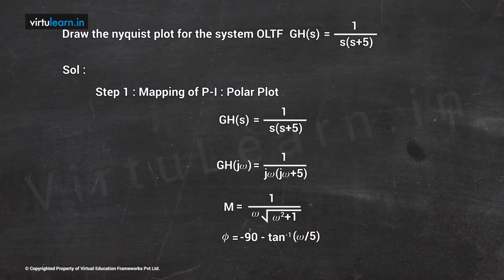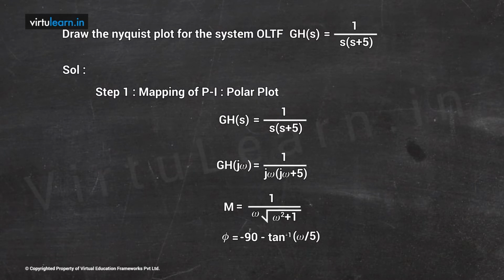So in this problem, the open loop transfer function is given, that is GH of s equals 1 divided by s into s plus 5. We need to draw the Nyquist plot. From that, use the Nyquist stability criterion and investigate whether the closed loop system is stable, unstable or marginally stable. Let us start. For the Nyquist plot, we have to take the Nyquist path. Basically, the Nyquist plot is the mapping of the Nyquist path from the S plane to the GH plane.